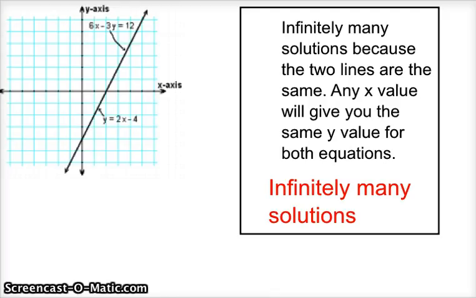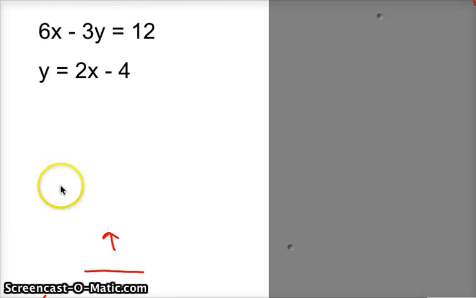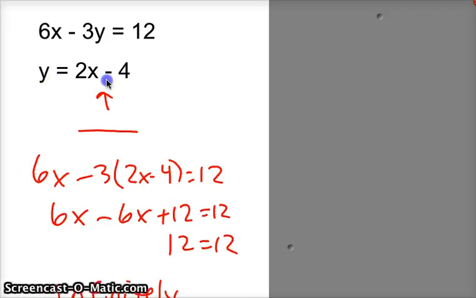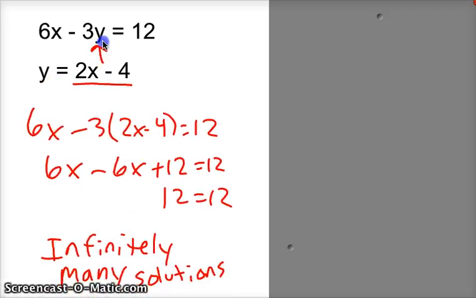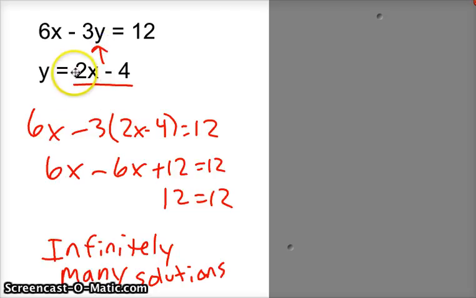Can copy down the next example on the inside. So here we have 6x minus 3y equals 12 and y equals 2x minus 4. This time I've chosen to use the substitution method to solve. So since my second equation is already solved for y, I'm taking the expression that it's equal to, 2x minus 4, and I'm replacing y in my first equation with that. So I get 6x minus 3 times the quantity 2x minus 4 equals 12.